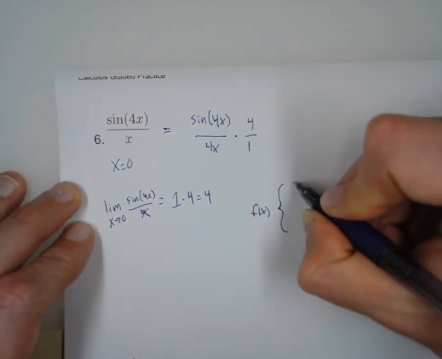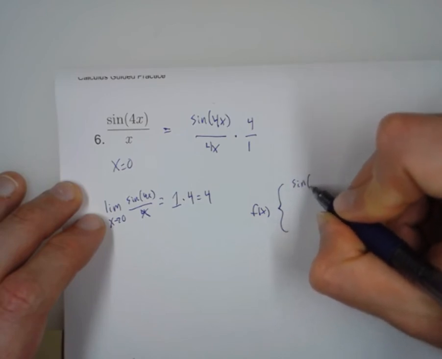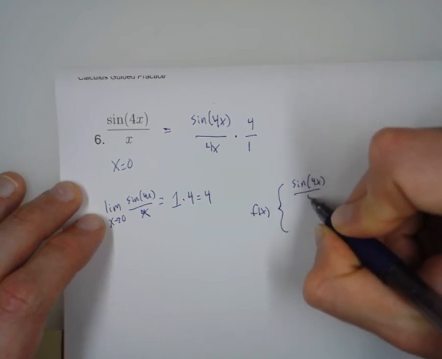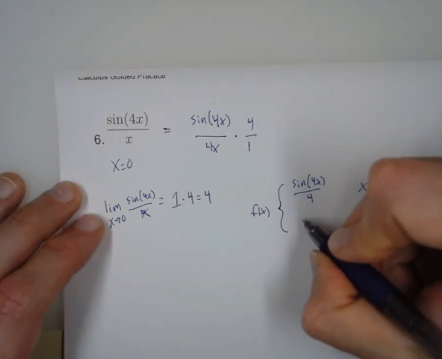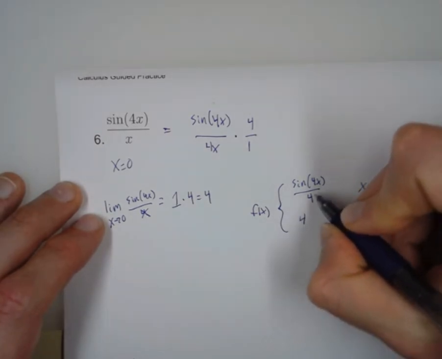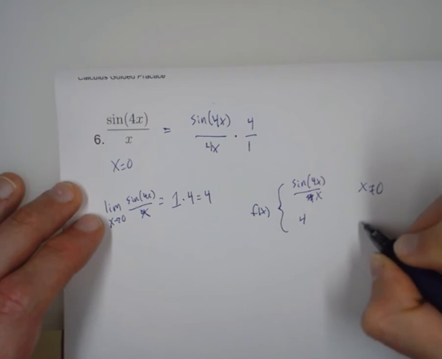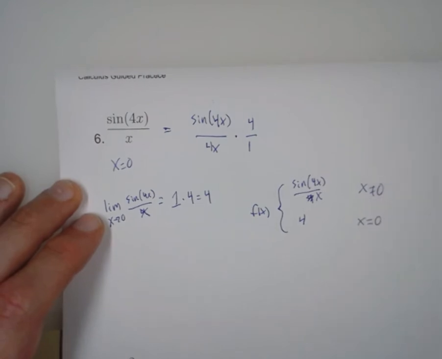So when I write this as continuous, I have sine of 4x over x when x does not equal 0. And when x equals 0, I want it to equal 4. Whoops, that should be x, not 4, in the denominator.